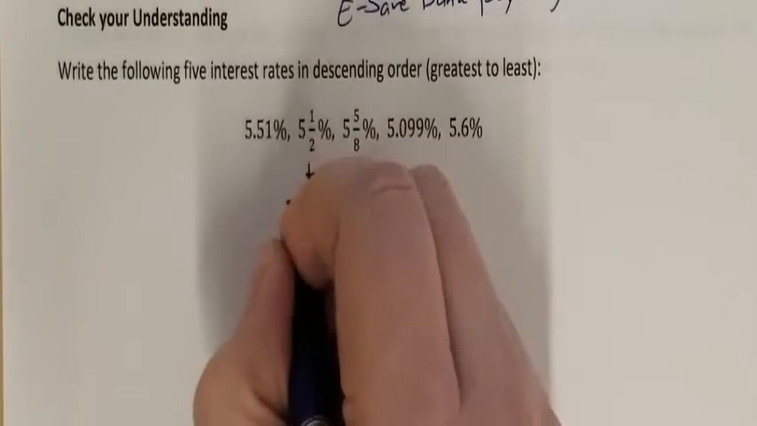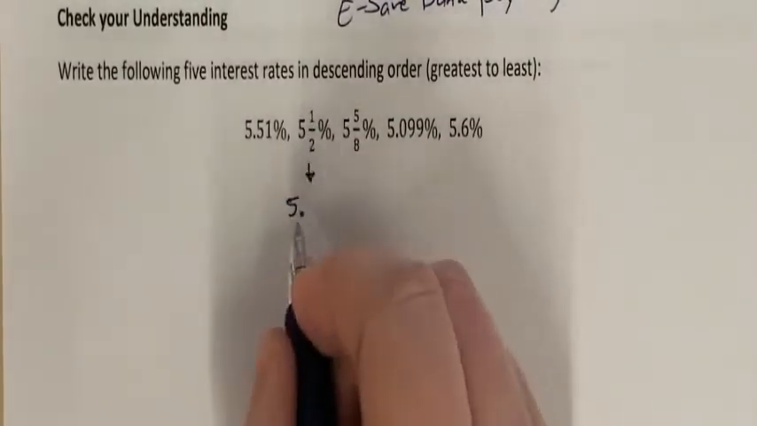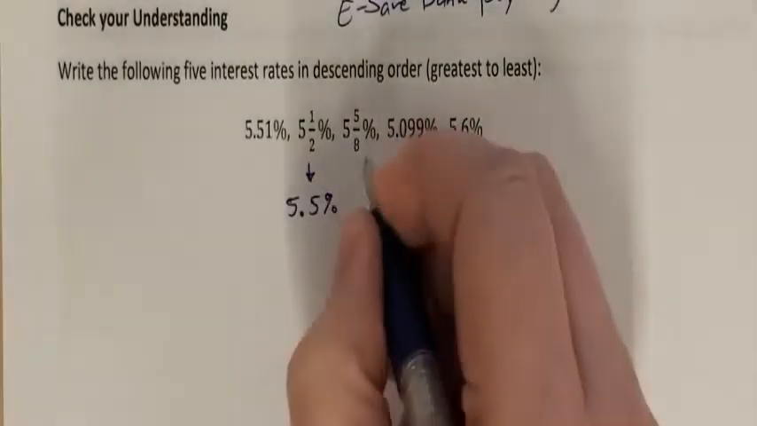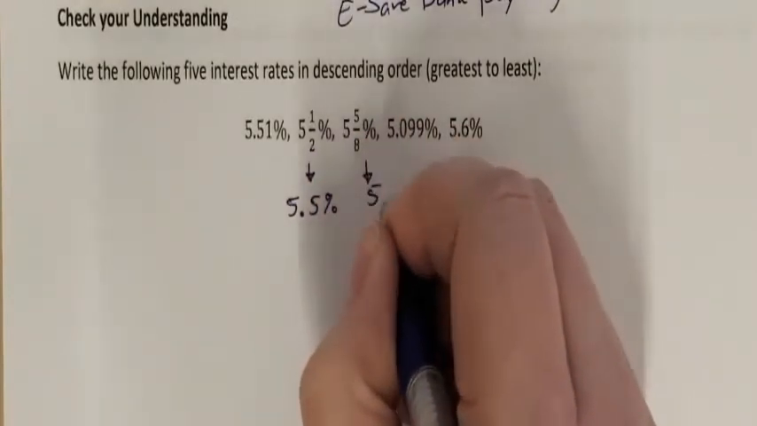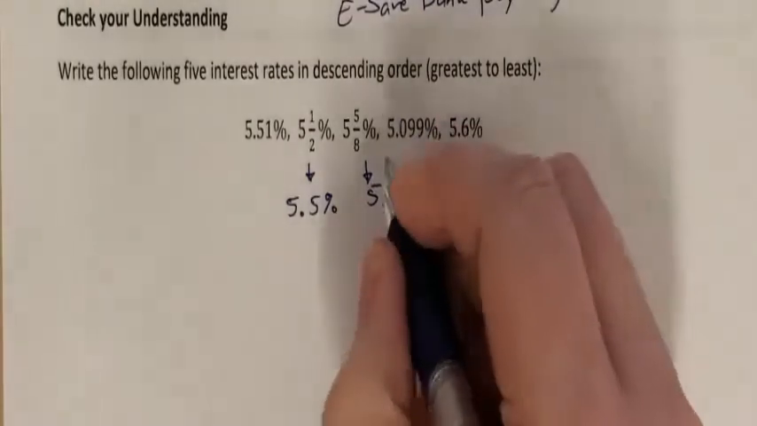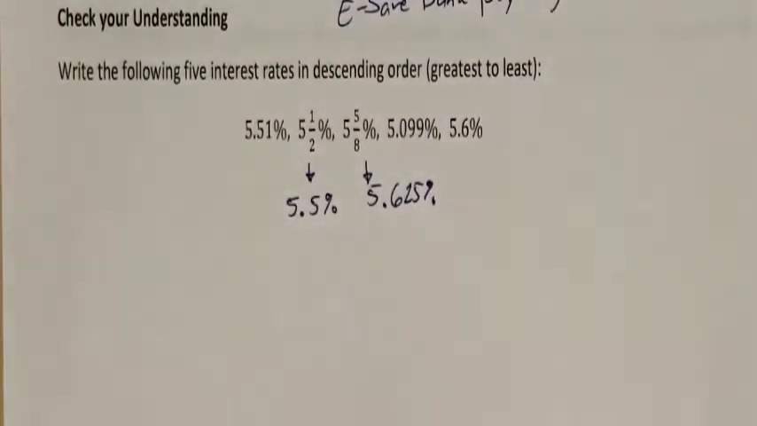So whole number 5, decimal. Now 1 divided by 2 on my calculator gives me 0.5. So here is his decimal. Last is this one. Whole number 5. We need 5 divided by 8 on our calculator. 5 divided by 8 gives me 0.625. And everybody else was already a decimal.